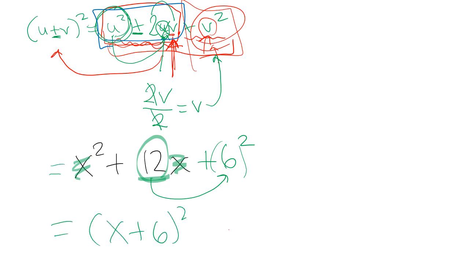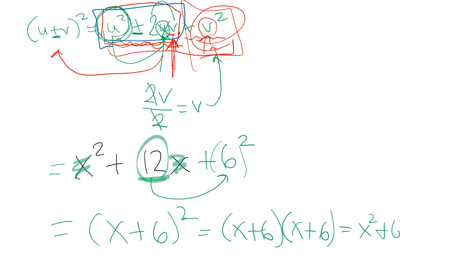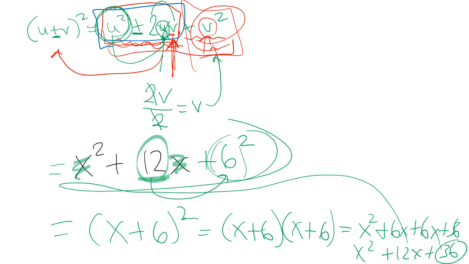And everyone goes, well, what happened to the 2? Well, x plus 6 times x plus 6, which is x plus 6 squared, is x squared plus 6x plus 6x plus 36. Well, that would be x squared plus 12x plus 36, 36 being 6 squared, and I would get exactly this. So that seems easy enough. Yes, but it can get a little more complicated.